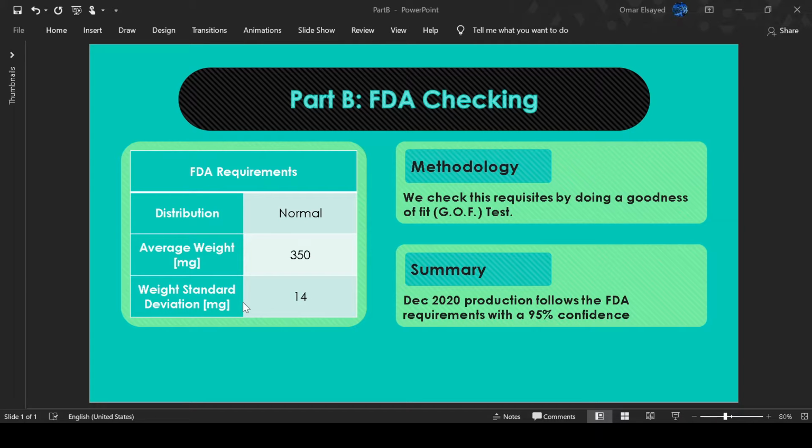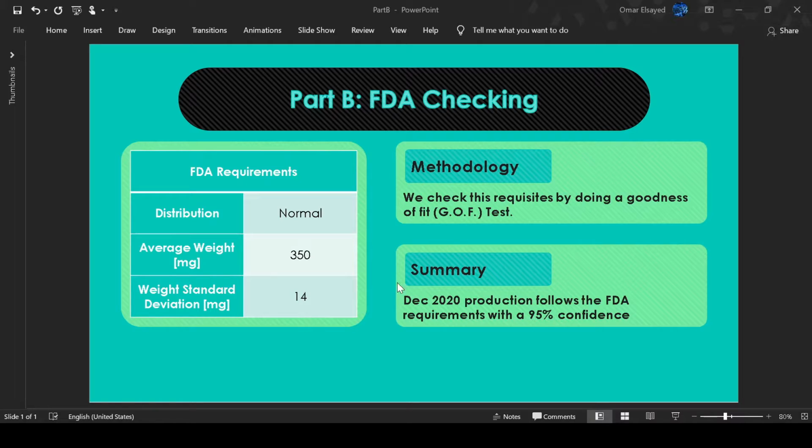Hello, this is Omar Amgad here presenting part B. In part B, we are checking whether the production is following the FDA requirements. The requirements given by the FDA are the following: a normal distribution and an average weight production of 350 milligram and a standard deviation of 14 milligram.